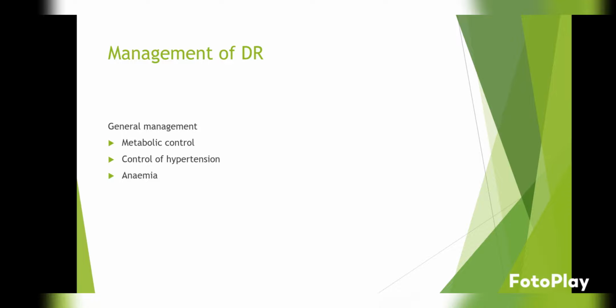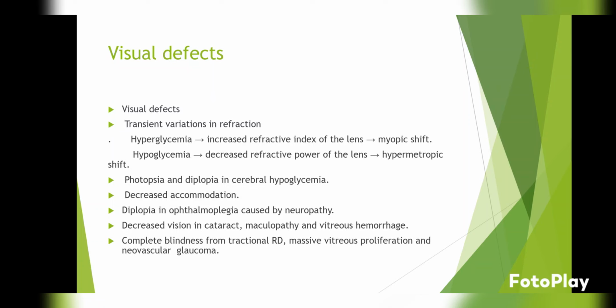Visual defects: transient variation in refraction. In hyperglycemia, the increased refractive index of the lens causes a myopic shift. In hypoglycemia, decreased refractive power of the lens leads to a hypermetropic shift. Photopsia and diplopia occur in cerebral hypoglycemia, with decreased accommodation. Diplopia occurs in ophthalmoplegia caused by neuropathy. Decreased vision occurs in cataracts, maculopathy, and vitreous hemorrhage. Complete blindness results from tractional retinal detachment, massive vitreous proliferation, and neovascular glaucoma.